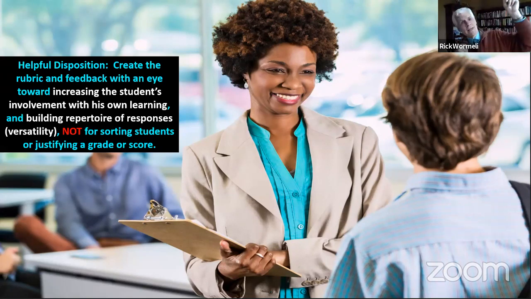Here's another example: plus 2, you did this or you had that. That's justifying a grade. That's not the feedback we're talking about. So what is the feedback we're talking about? Not CYA feedback. We're talking about, I need to increase the student's involvement in his own rubric, his own feedback, his own learning. That's huge. Taking a look there in the box, I'm also trying to build the versatility, the repertoire of the child.